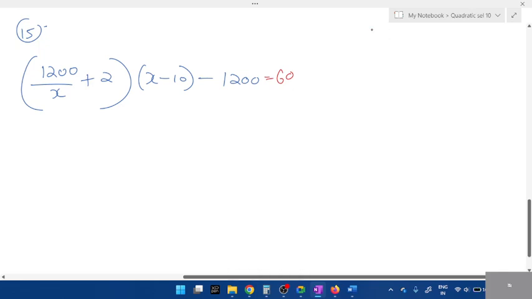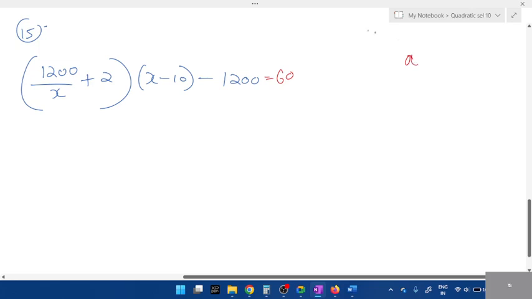All of you will respond. What's the general equation? ax square plus bx plus c equals 0. This is how you'll have to arrange it. Okay, in this order you have to arrange. So first thing, minus 1200 is given. Shift this 60 to the other side.